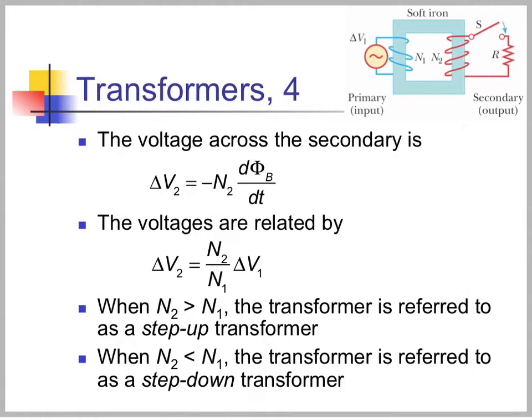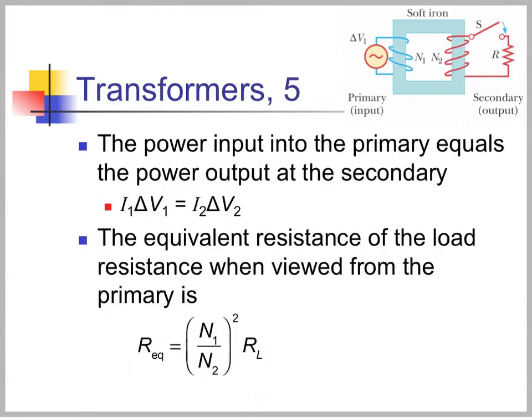The power input into the primary equals the power output of the secondary, because I can't lose energy someplace. So the equivalent resistance of the load resistance when viewed from the primary, so if I'm looking at the resistance across the primary, it's (N1 over N2) squared times the resistance of the load.